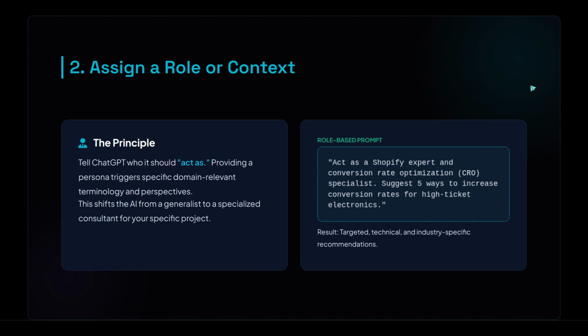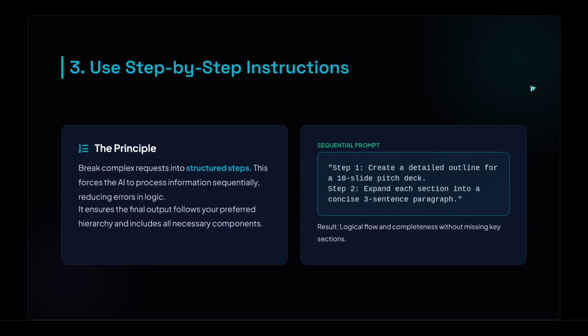Then, use step-by-step instructions. When your request feels complex, break it into actions so the result has a logical flow. For instance, create an outline, then expand each section into a paragraph. You're guiding the structure, which helps ensure completeness and reduces the chance of missing pieces. Think of it like giving the model a checklist to follow from start to finish.